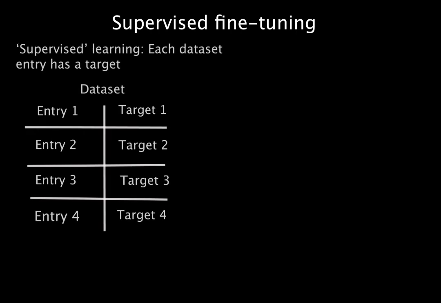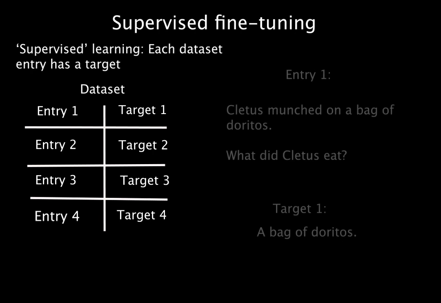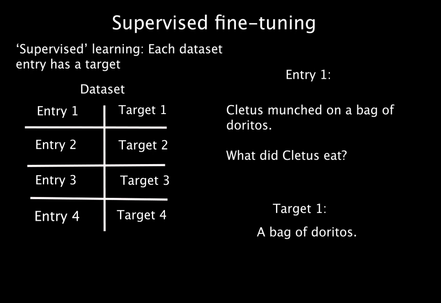The first alignment stage used to create Chat-GPT is supervised fine-tuning. Supervised learning is when each entry in the training dataset also has a corresponding target that the model should aim to produce. For example, an entry in the supervised training dataset might include a passage, then ask a question about that passage, and the target would be a response to the question that both includes the answer and is formatted in an ideal structure for human consumption.